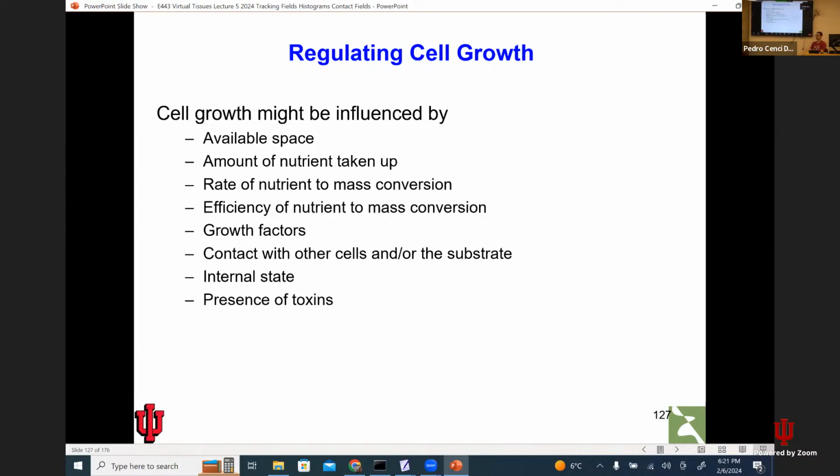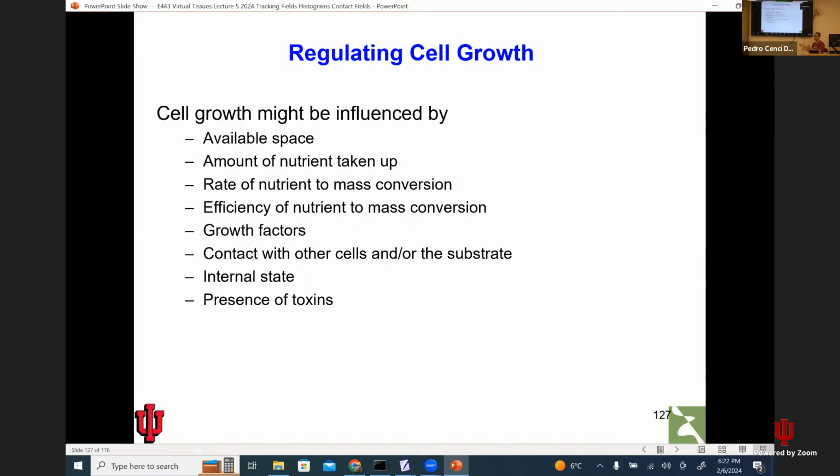Growth factors, right? So let's say you're modeling tissue engineering and you want to grow a cell population in a scaffold, and you put growth factors in the scaffold to help the cells populate the scaffold. So growth factors play a role in that, all right?